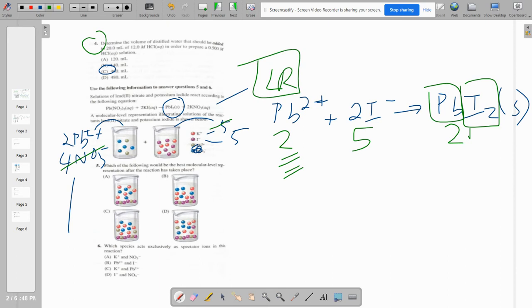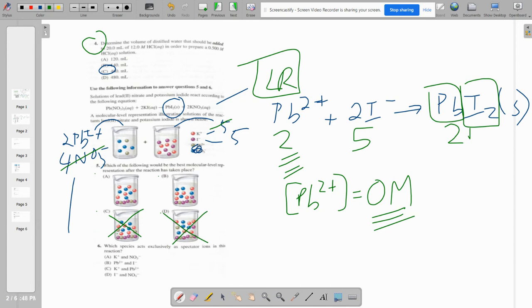So that's a limiting reactant. What does that mean? In solution, if you look at choice A, B, C, D, if you see any lead ions, that's a bad one, because you know that if lead is part of the limiting reactant and lead is part of the precipitate, its molarity is 0 molar. So that means this one's out, because those 2 little guys are lead. And then actually D is out as well because it has that lone lead ion as well.